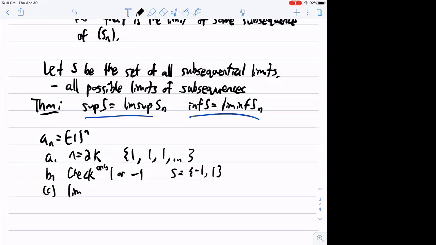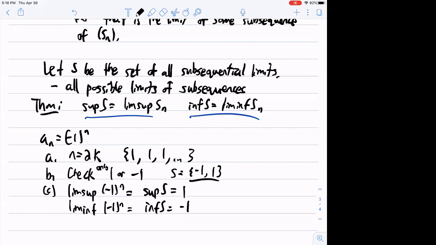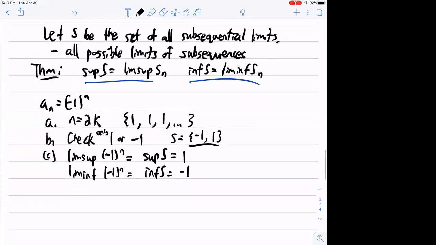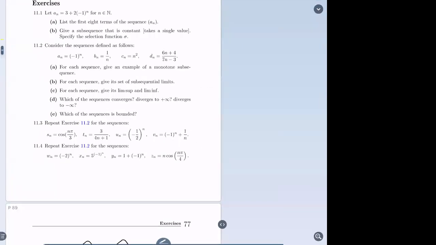So lim sup of (-1)^n, using that theorem, is just the sup of S, and the supremum of this set is 1. Lim inf of (-1)^n is just the infimum of this set, which is clearly -1. Or you could just use the definition of lim inf and lim sup to show this. It's not that bad.